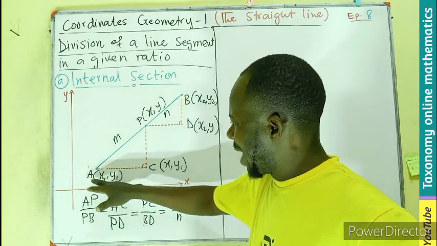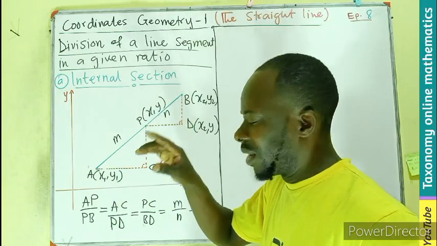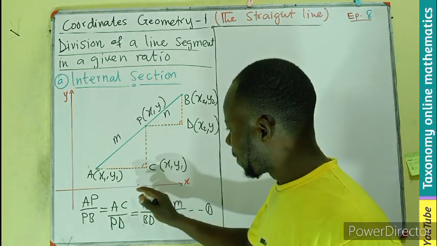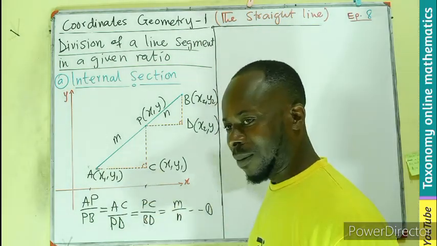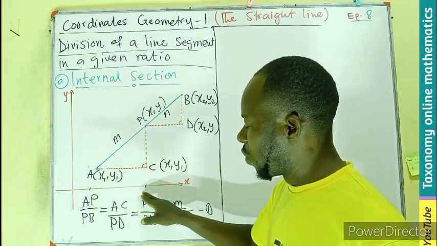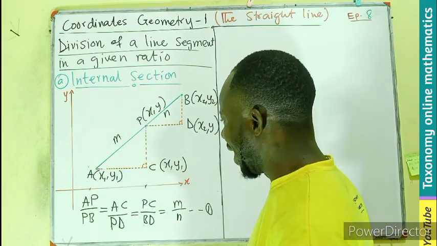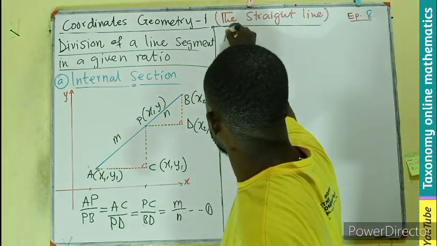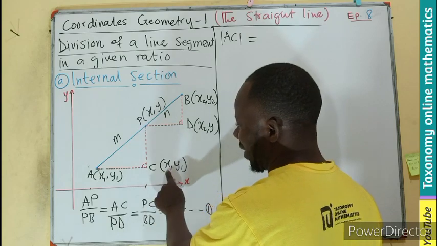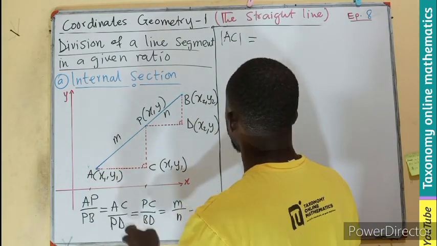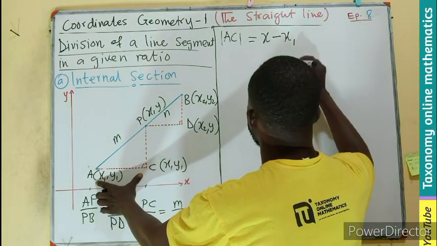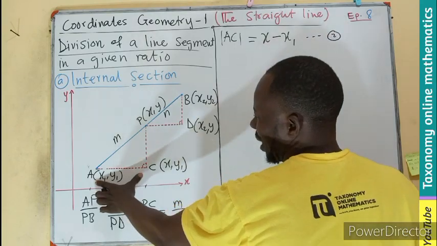Now I can pick AC. I want to find the distance. Remember, to find the distance on the x-axis here, if I put the point here and a point here, what is the distance? You know, this value here will be bigger than the value here on the x-axis. So the bigger value minus the smaller value gives us that. So I can look at AC. The line AC is going to be the x value here, which is x, minus the x value here, x1. That will be x minus x1 for the distance here. I can label that equation 2, which is horizontal.